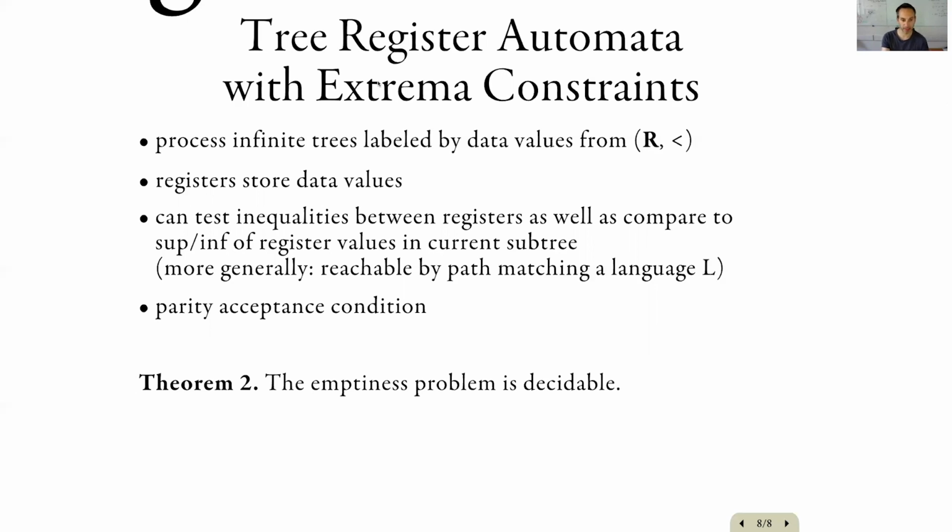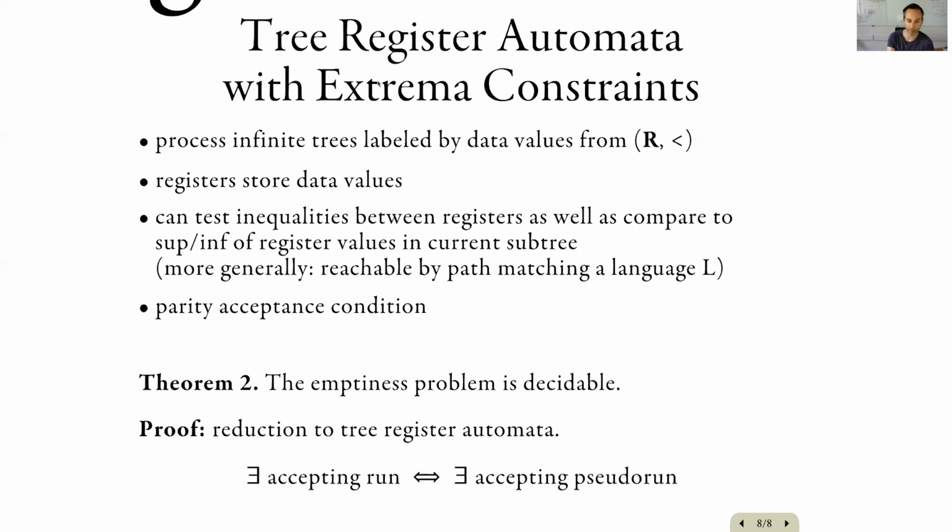And the theorem says that this problem is decidable, and the way we do this is to reduce the emptiness problem for tree register automata with extrema constraints to the emptiness problem of tree register automata without extrema constraints. And this ends my talk.